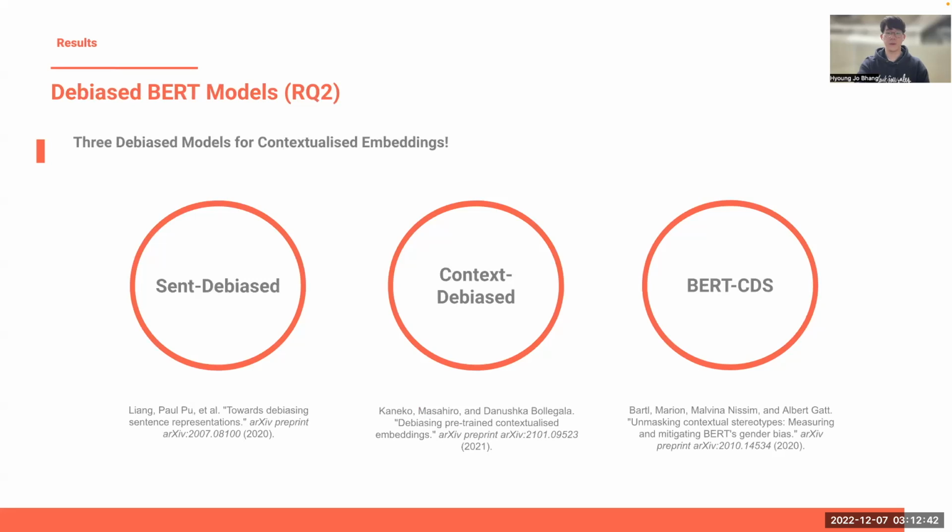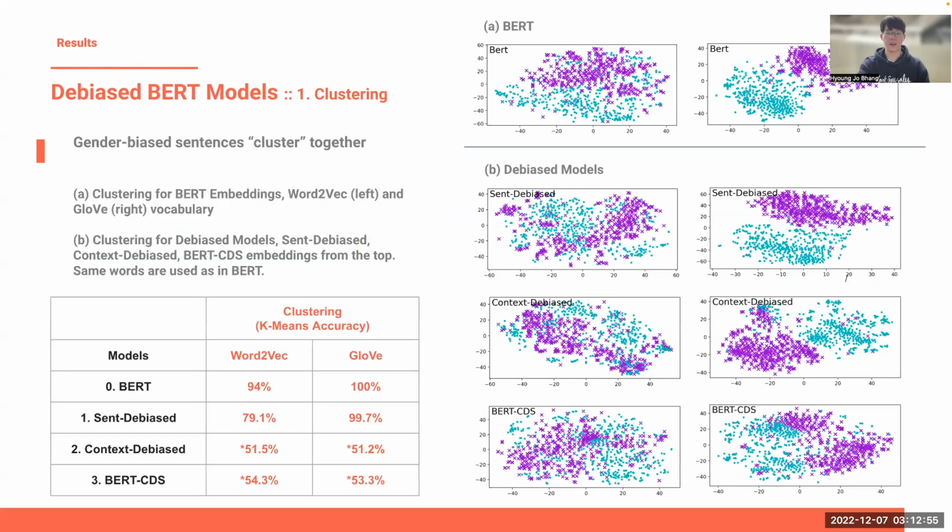We have tried 3 different models. The papers we use are written below, and we will refer to each as SENT debiased, context debiased, and BERT CDS. First, clustering. A is the figure we have looked at in the BERT baseline, and B shows the clustering for the 3 debiased models in order. Figures on the left column are embeddings extracted from sentences using vocabularies in Word2Vec, and the right column are from GloVe. At a glance, we can tell the embeddings still cluster in debiased models.